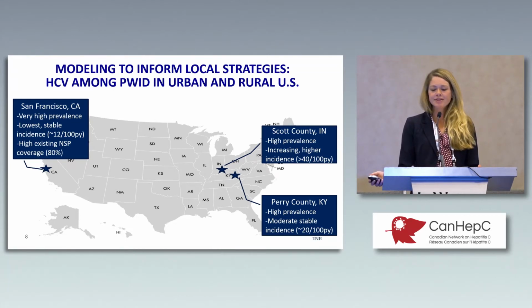interventions. So this is a study in the US where we looked at 3 different settings, San Francisco, California, Scott County, Indiana, and Perry County, Kentucky. And Scott County and Perry County are kind of rural settings. They have increasing drug use epidemics, increasing hepatitis C incidence, whereas San Francisco is more of an established epidemic with high prevalence but kind of lower incidence.